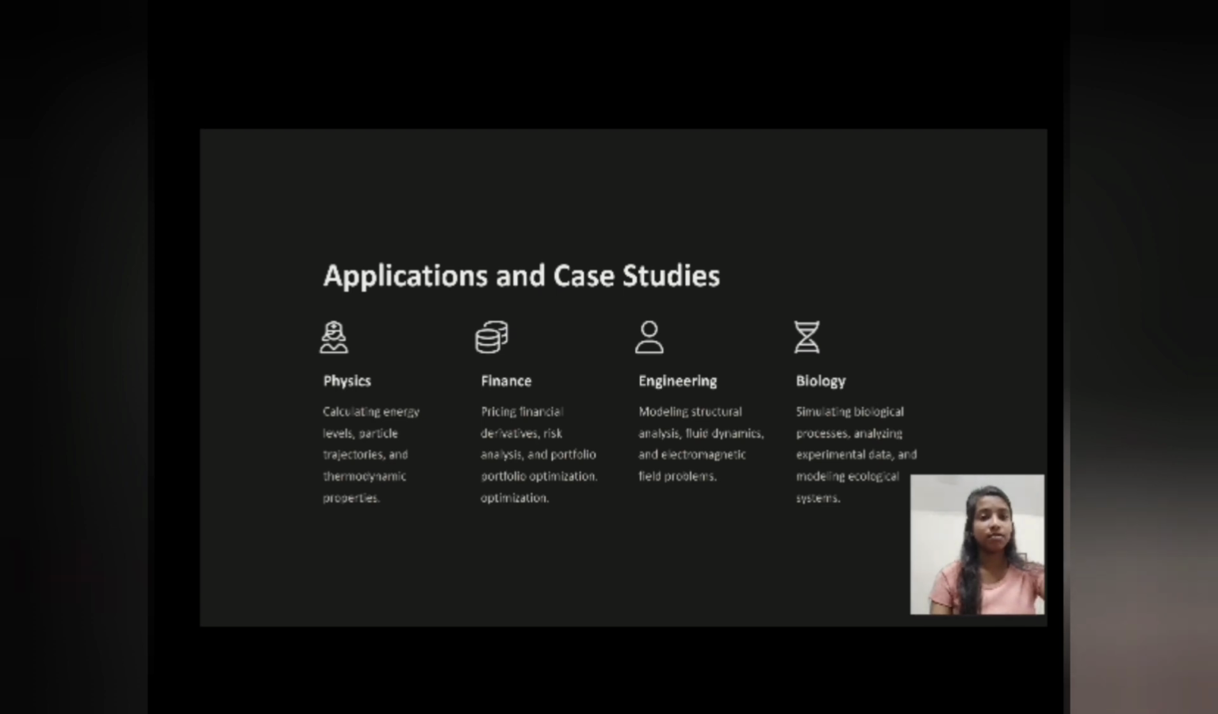Applications and case studies. Physics: calculating energy levels, particle trajectories, and thermodynamic properties. Finance: pricing financial derivatives, risk analysis, and portfolio optimization. Engineering: modeling structures, analyzing fluid dynamics and electromagnetic field problems. Biology: simulating biological processes, analyzing experimental data, and modeling ecological systems.